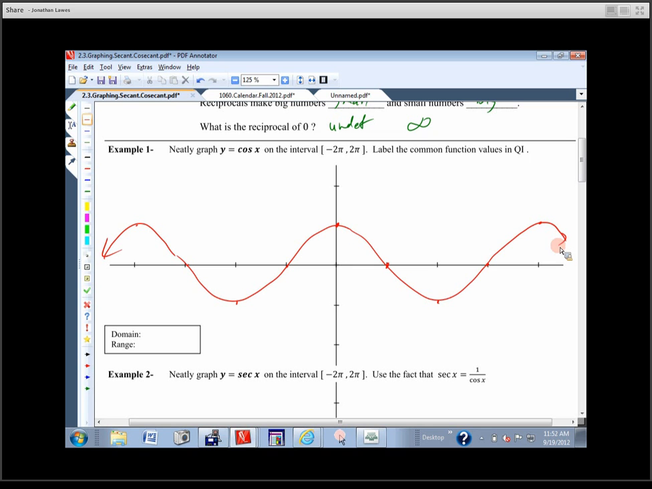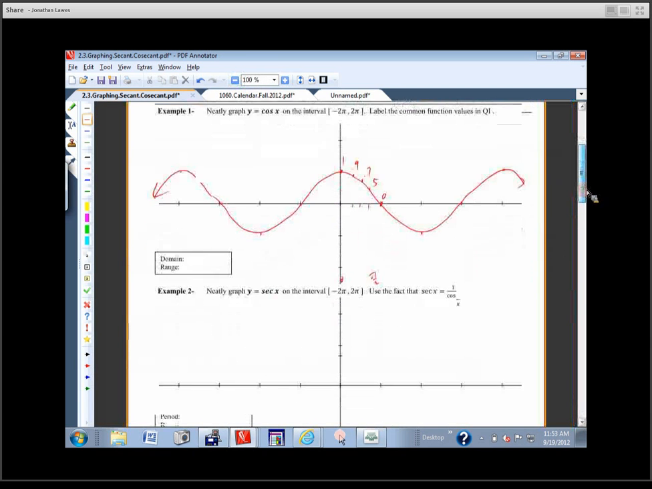It says label the common function values in quadrant 1. If this is 0 and this is pi halves, that's quadrant 1. So this function value here would be 1 at 0. At pi sixths, it would be 0.9, wouldn't it? At pi fourths, it would be 0.7. And at pi thirds, it would be 0.5. Remember, it starts at 1 and goes down to 0. Is everybody okay with that? Okay. Any questions? Sure? Okay, then let's do the next part.